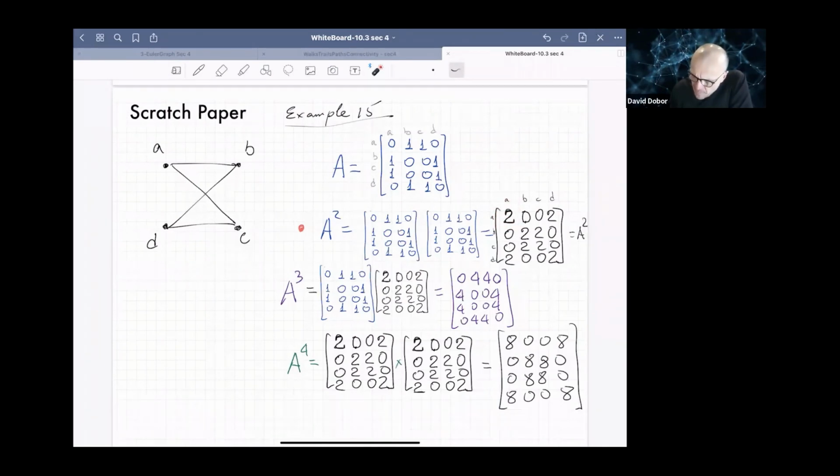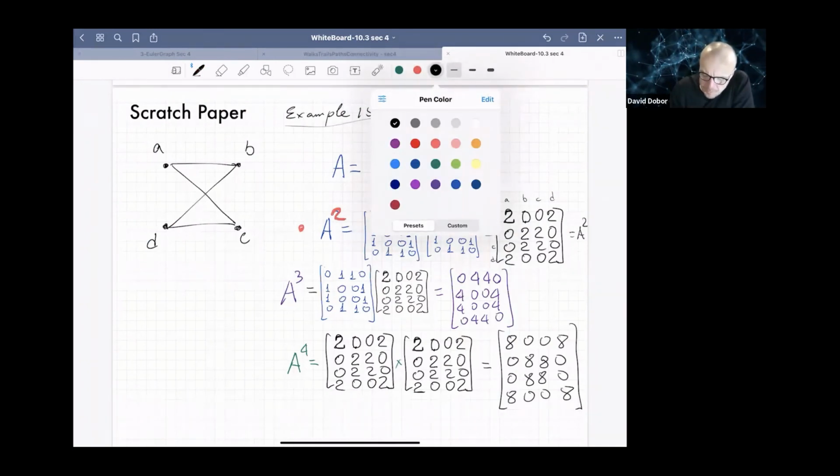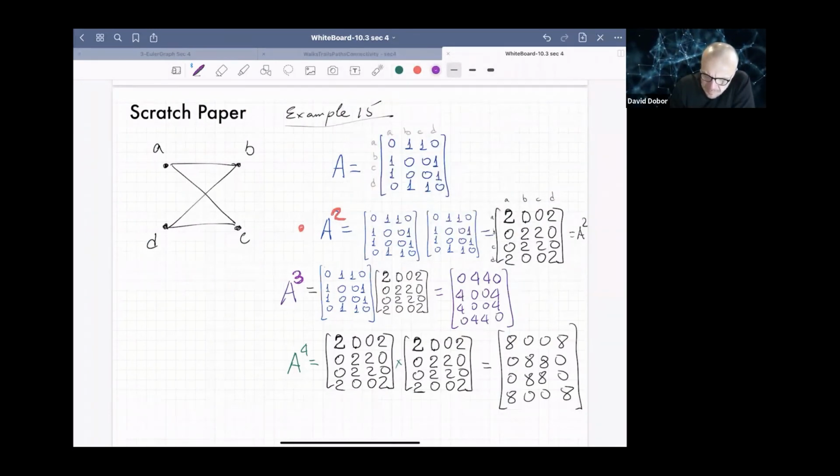Same thing is happening from B to C. How many paths are there from B to C? Well, here's 1 path from B to C. Here's another path from B to C. So of length 2, where is the 2? Here's the 2. When I computed A squared, I'm talking about the paths of length 2. When I'm computing A cubed, then I'm talking about paths of length 3.